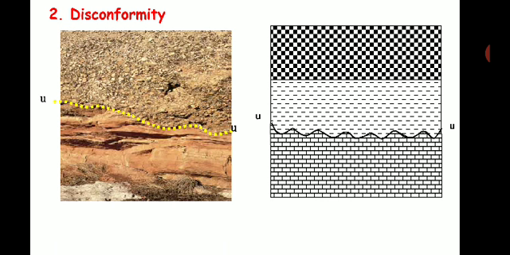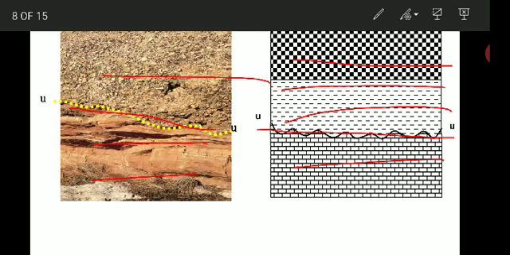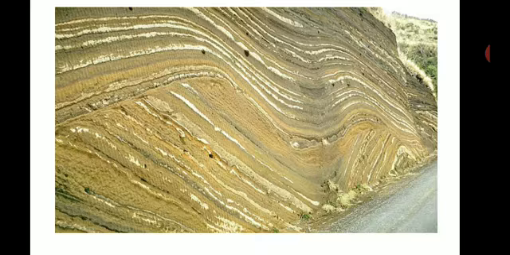The next type of unconformity is known as disconformity. So what is a disconformity? Here, as shown in the image, you can see the rocks on either side of the unconformity are nearly parallel. So disconformity covers a large area and it represents a considerable interval of time. So disconformity is one in which the rocks on either side of the unconformity are parallel or almost the same. Okay, then they are called disconformity.